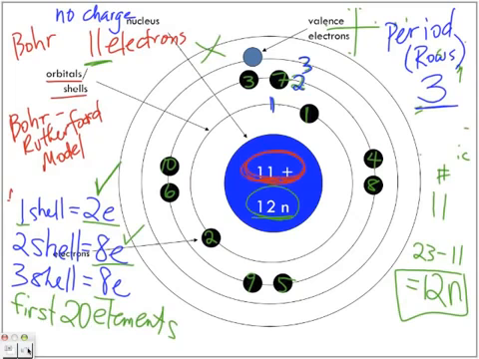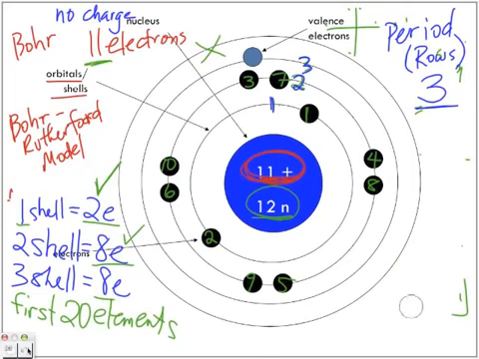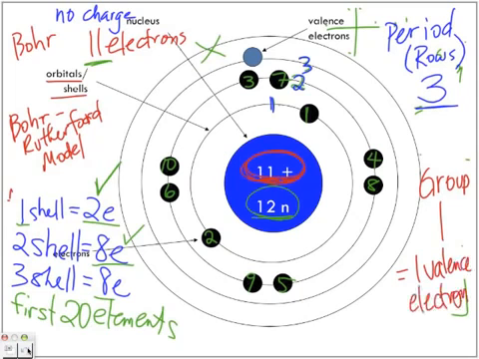Now, what group number? So now, let's look at the group number that sodium belongs to. Sodium belongs to group number 1. So because it belongs in group number 1, it has 1 valence electron. And this is the little hint that I was telling you guys about in the previous chapter on the periodic table.